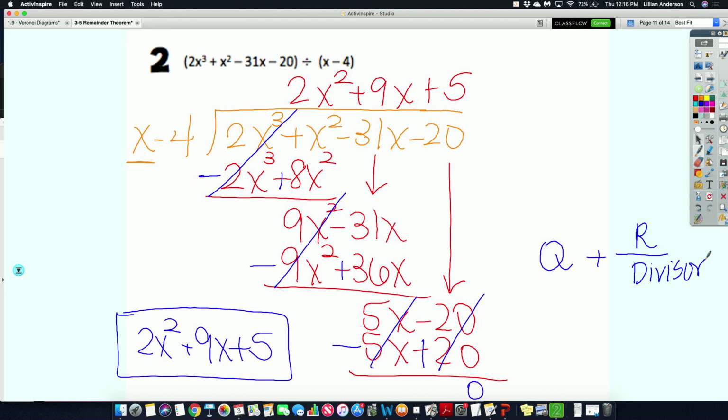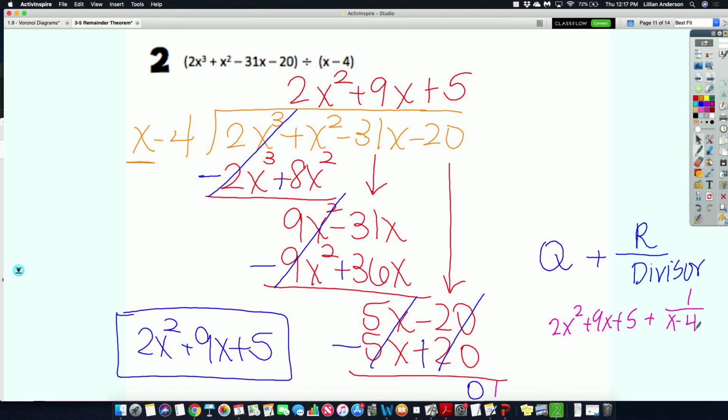Okay? That's how you actually would write it. So, just to make sure everybody understands that, let's say the remainder was actually a positive 1. So my answer would be 2x squared plus 9x plus 5, which is the quotient. Since this is a positive 1, I'm going to put a plus my remainder, which is 1, all over my divisor, which was x minus 4. I just made this up so you guys can see what it looks like when you have a remainder. And that's exactly how you write it. Your remainder divided by your divisor. And that's your answer. Sound good?